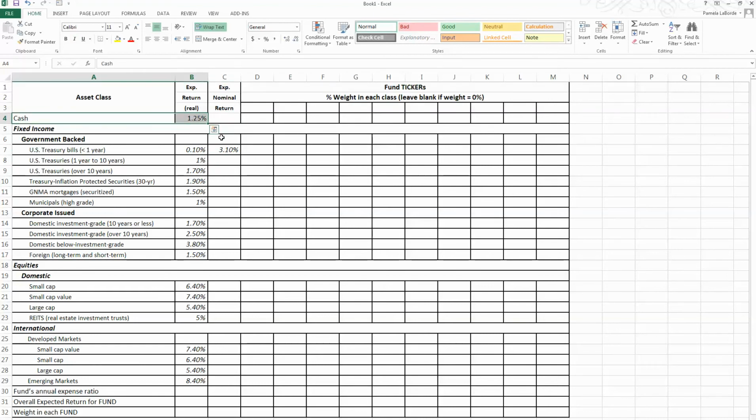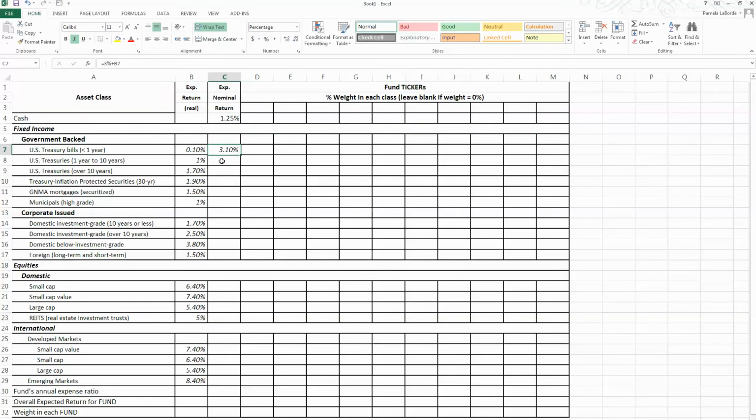I don't know what the actual return for cash will be in the future. Cash includes things like your checking account, certificates of deposit, things of that nature. I just simply estimated a nominal return for cash of 1.25%. So just pop that over to your nominal column.